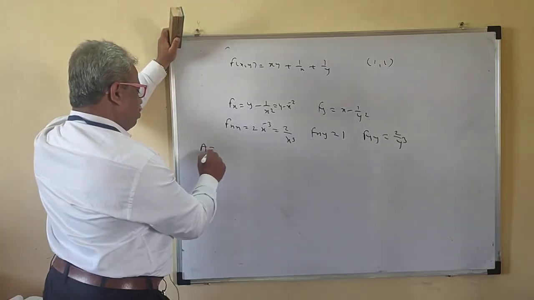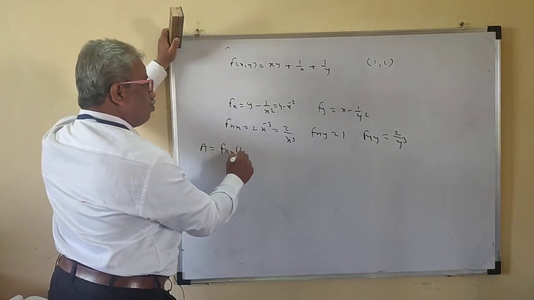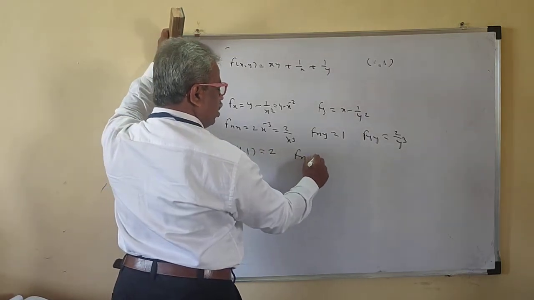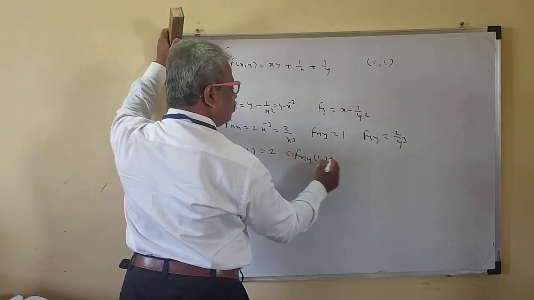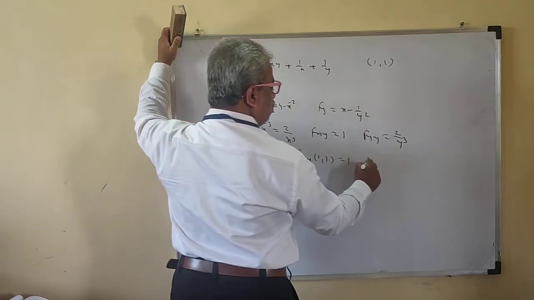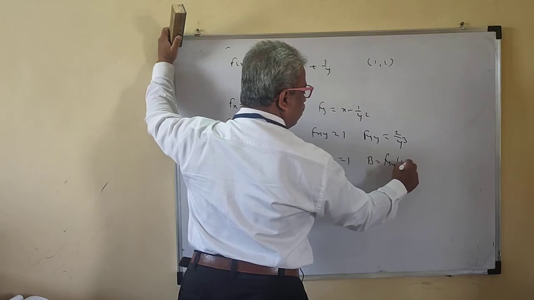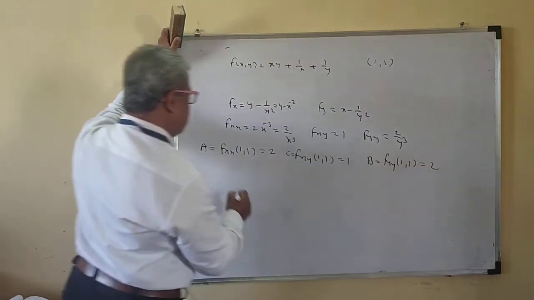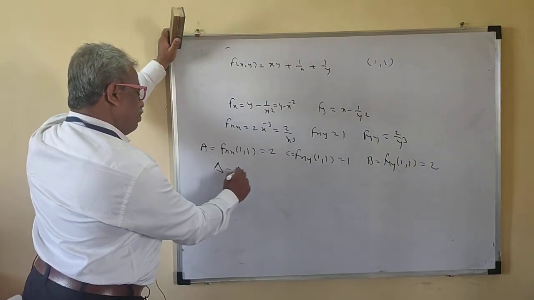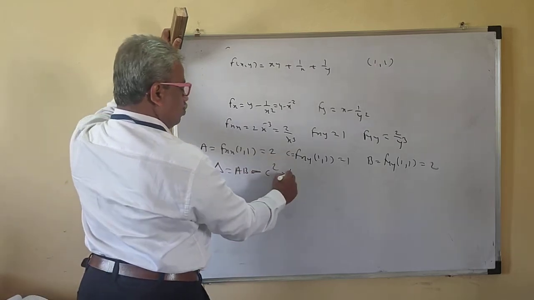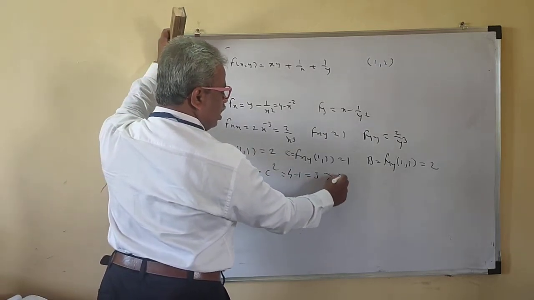Okay, so we'll find a now. A means fxx at (1,1). So this is 2. fxy at (1,1) is your c now. This is a constant 1. B is nothing but fyy at (1,1). This is 2. Okay. So your delta is what? ab minus c square. Your a is 2, so this is 4 minus 1. This is 3. Greater than 0.